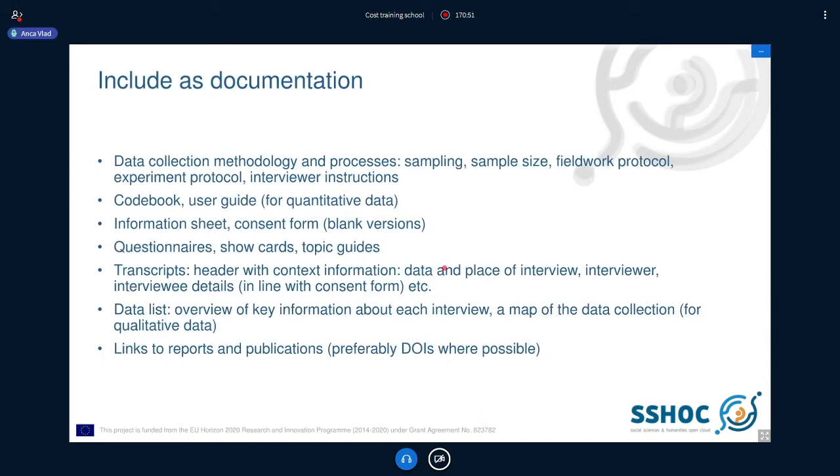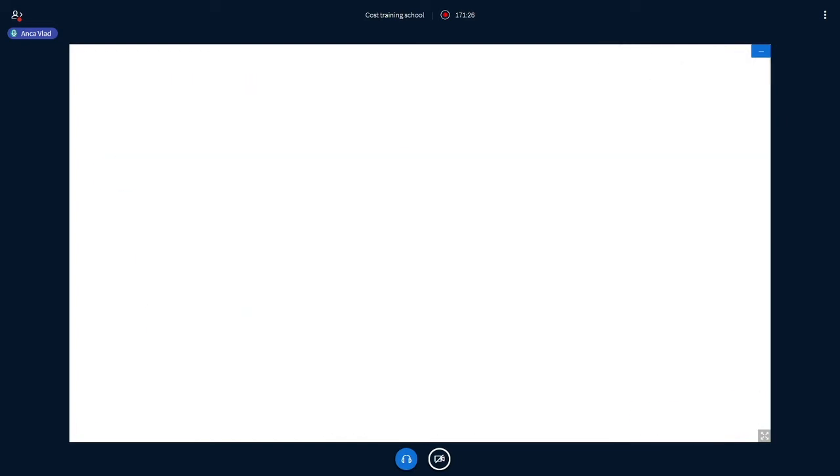So what exactly should be included as documentation when archiving data? Examples here include a methodology file explaining how the data was collected, sample size, fieldwork protocols, codebook, user guide, blank versions of the consent form and information sheet, that is, if consent was used as a processing ground for personal data under GDPR, the questionnaire that was used, and any links to reports or publications based on that data as well, using their DOIs, of course, where possible.